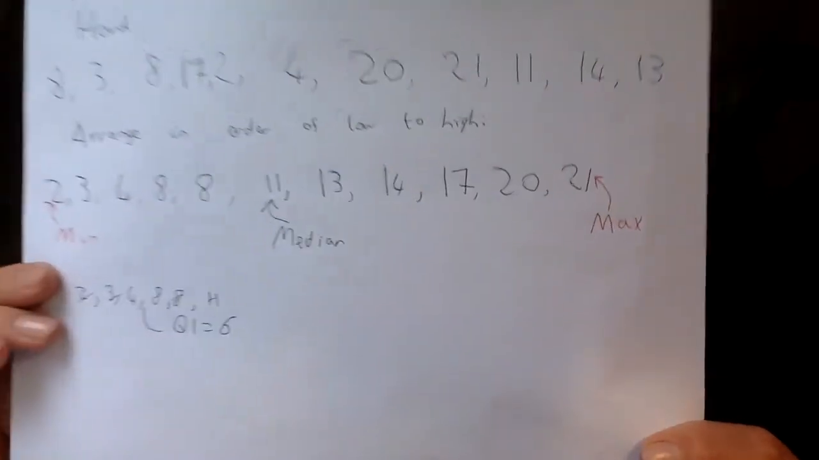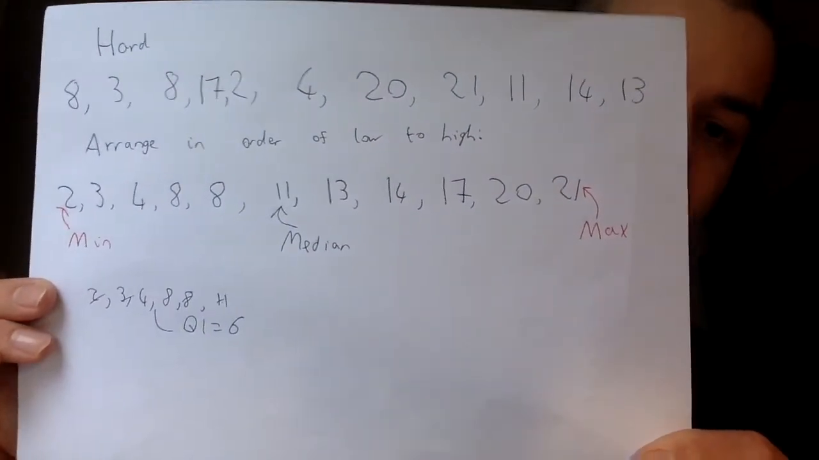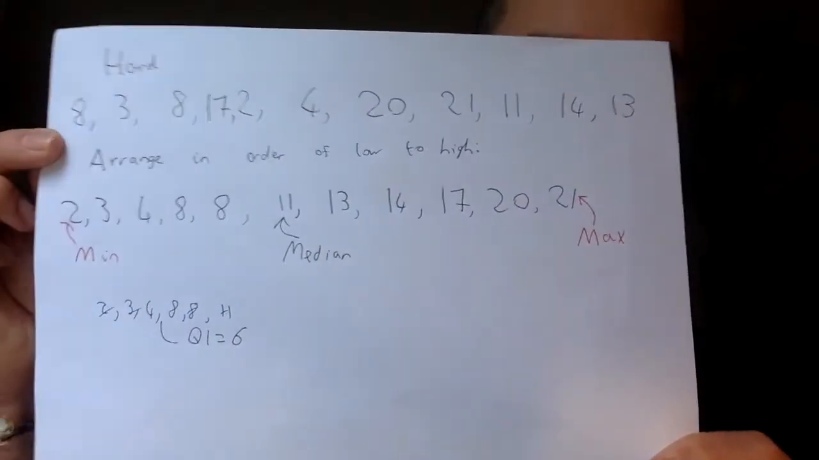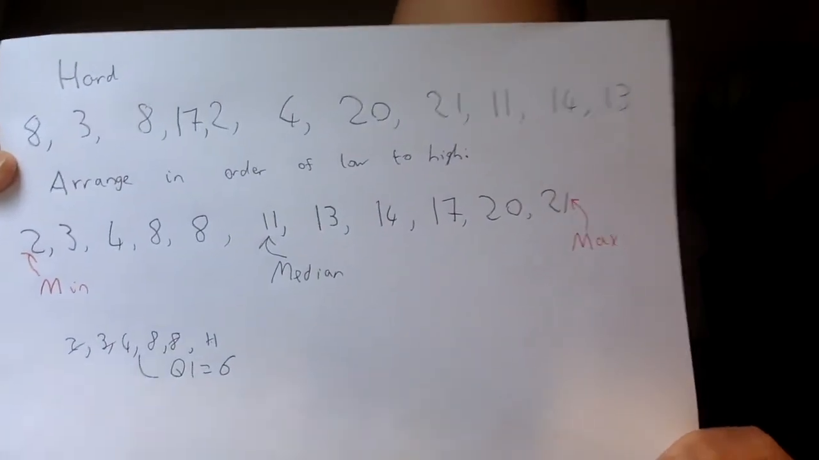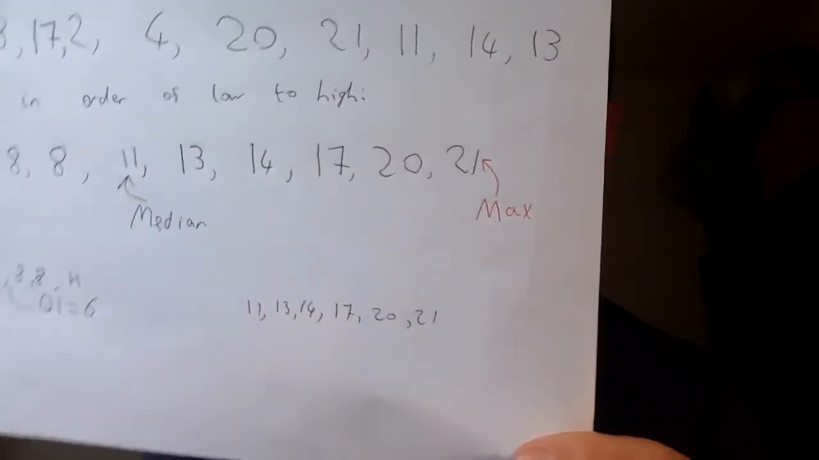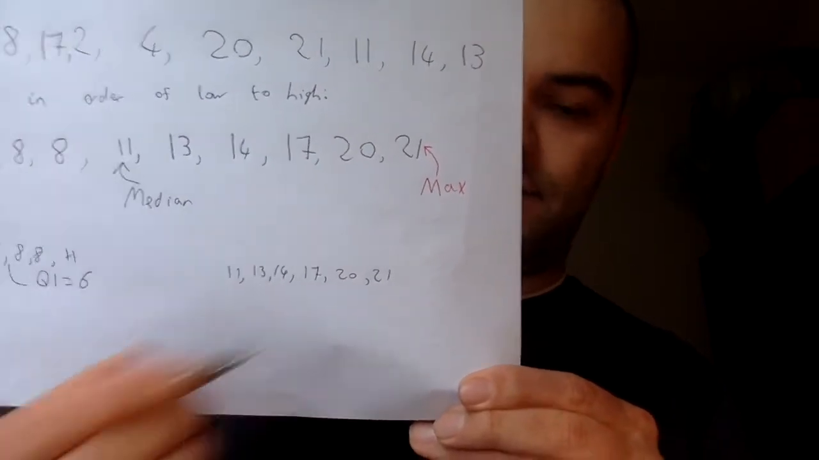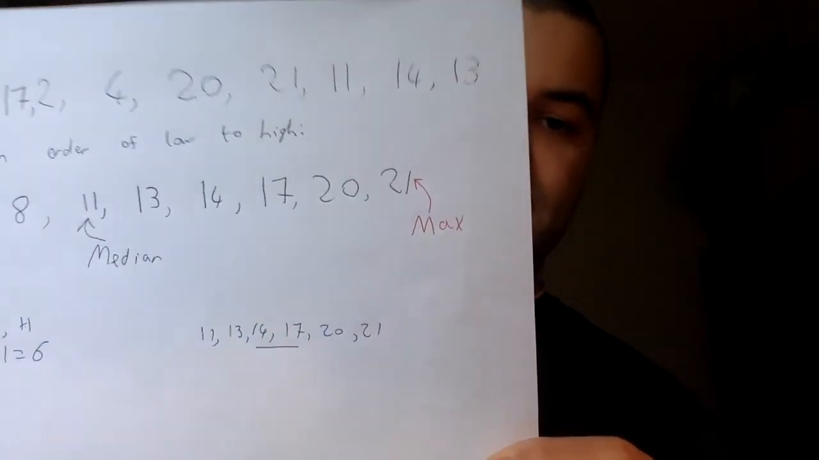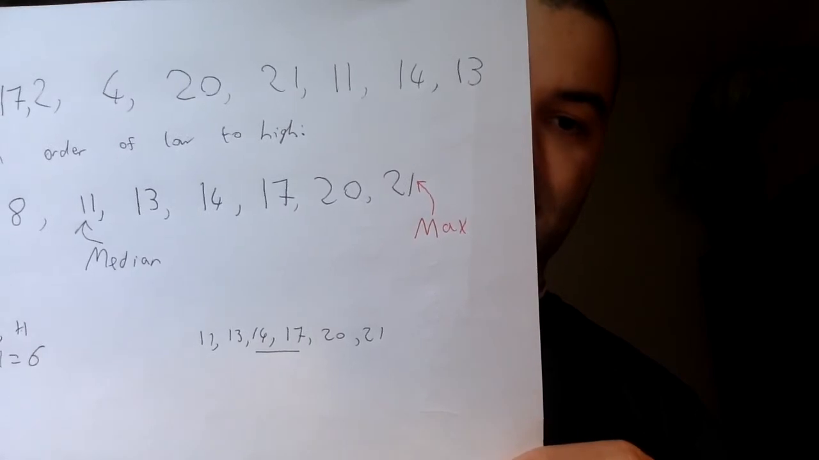So far I've got a minimum of 2, a Q1 of 6, a median of 11, and a maximum of 21. All I need to do now is to find my Q3, so the number between the median and the maximum. So again, I've written down those numbers between the median and the maximum, and if I look at those, 14 and 17 are the 2 numbers in the middle. And again, if you take a mean of those 2 numbers or just work out what's the number exactly between those 2 numbers, the answer is 15.5.